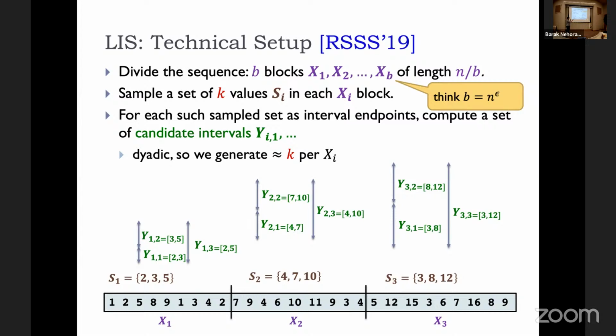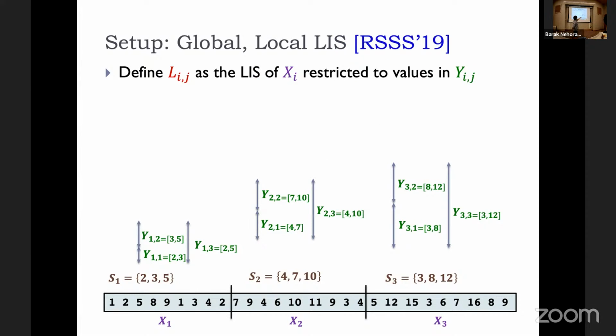Why we do this will be clear pretty soon: we will rephrase the problem as a kind of recursion. For each such candidate interval Yij, we can define Lij as being the LIS from this block whose values are only in that range. So for example, for this Y11, L11 will correspond to the LIS in this block where values are only allowed to be in this range. This is putting upper and lower bounds on the values of the LIS in that particular block. We'll call that Lij.